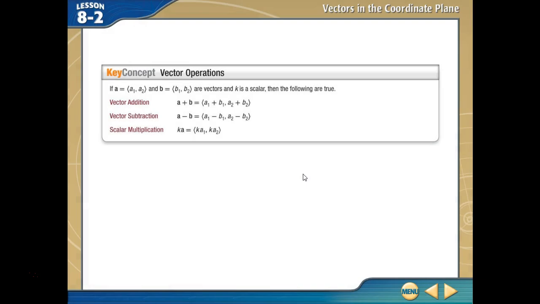All right, so what we have for some operations on vectors is we can add two vectors, we can subtract two vectors, and then we can multiply by a scalar value. If they're in component form, it's really pretty simple to do.